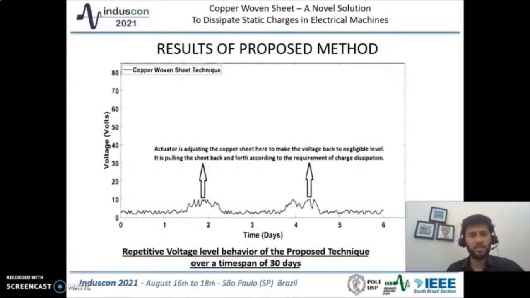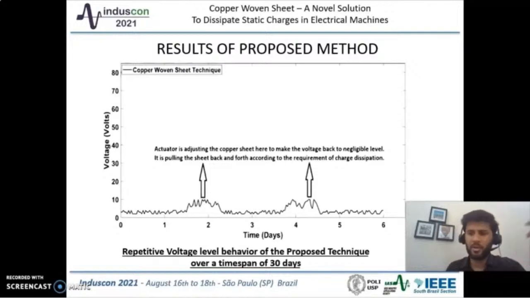So basically in this graph, you can see, if we start running the operation, there are little bumps you can see here. Basically this is when the voltage starts rising due to the ineffectiveness of the sheet. The role of ELA is basically to pull the sheet onto the shaft surface. So if the voltage rises, you can pull the sheet, it gets back, and it repeats like this for many days.